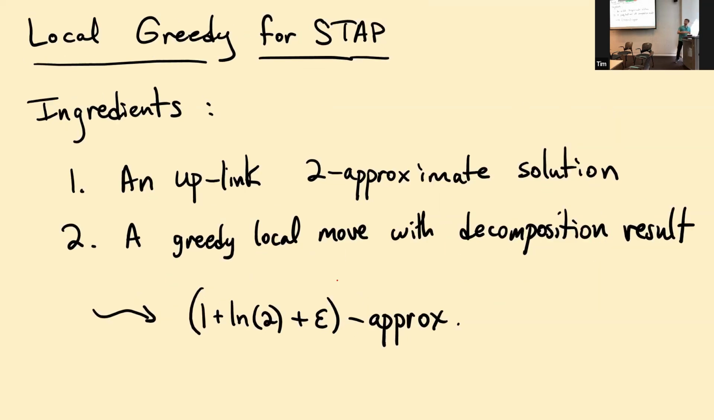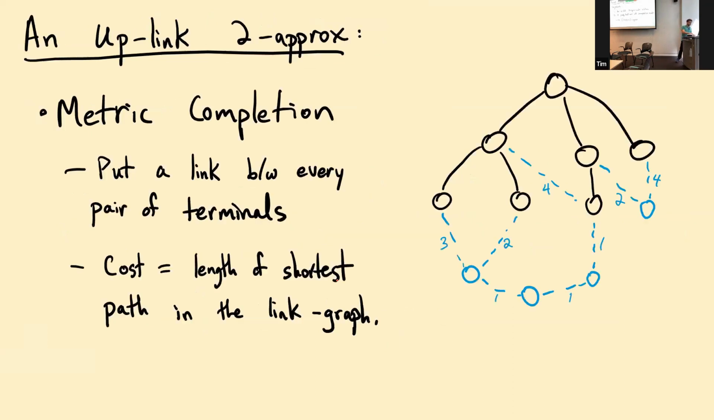Okay, so I'll first talk about how we get this uplink 2-approximation in the case of Steiner tree augmentation. Actually, are there any questions so far? Is the general outline clear? Okay, so I'll talk about how we do the 2-approximation for STAP.